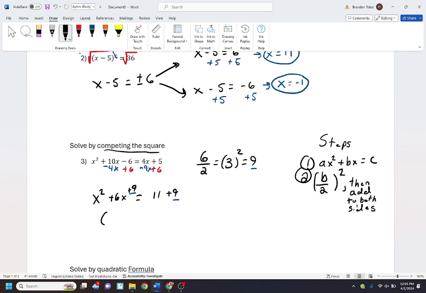So I'm going to factor this. What multiplies to 9 and adds to 6? x plus 3, x plus 3. So I write it as x plus 3 squared. Reminder, it will always be the number before you square.